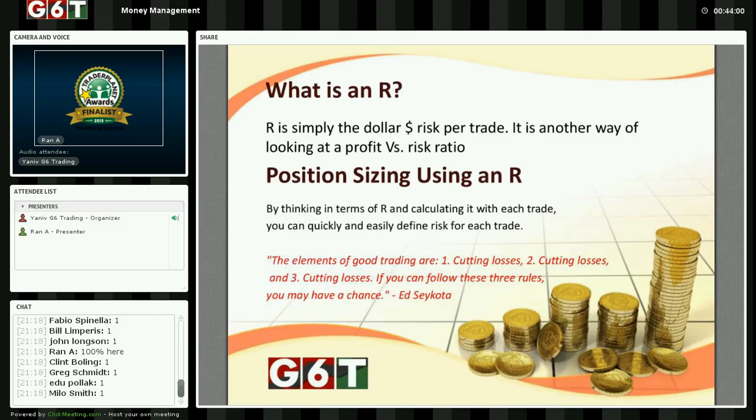I know a lot of you might think that trade management and money management are basically the same, but they're not. They are two totally different things that a lot of places and a lot of books basically consider as one. So what is an R, guys? An R is simply a risk unit.